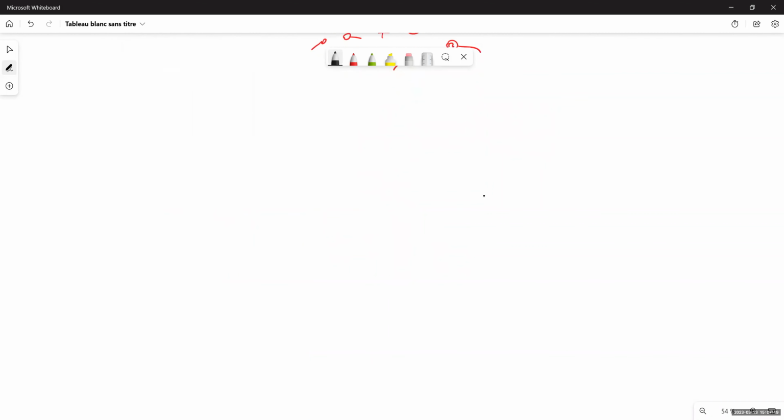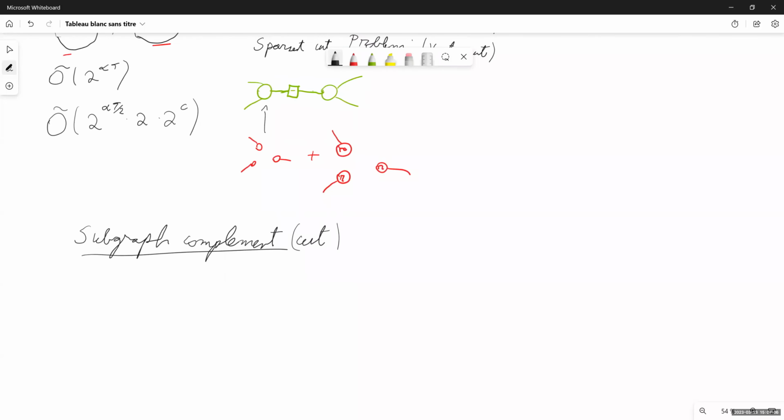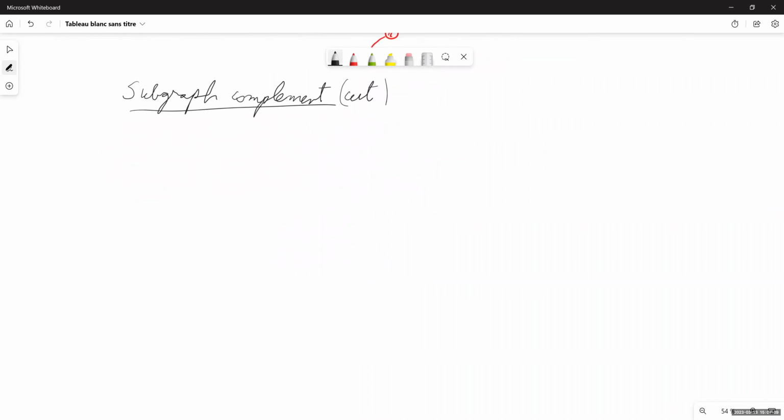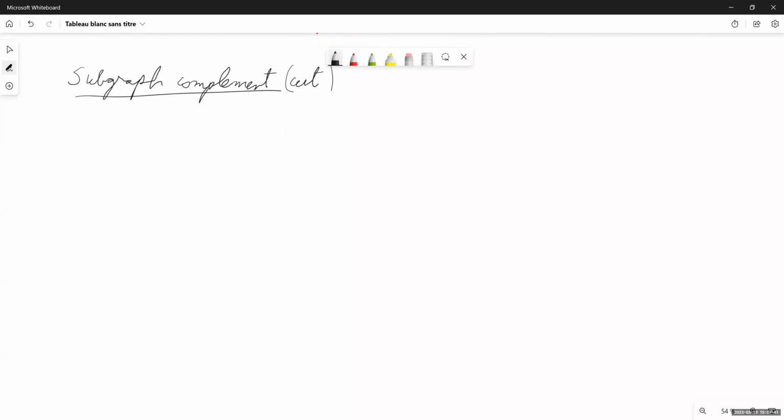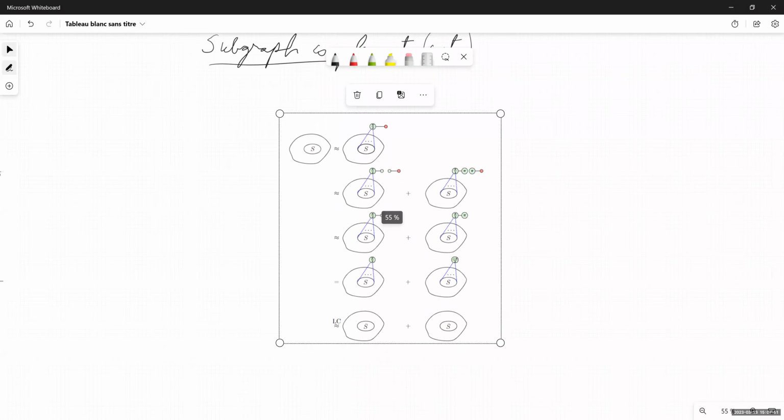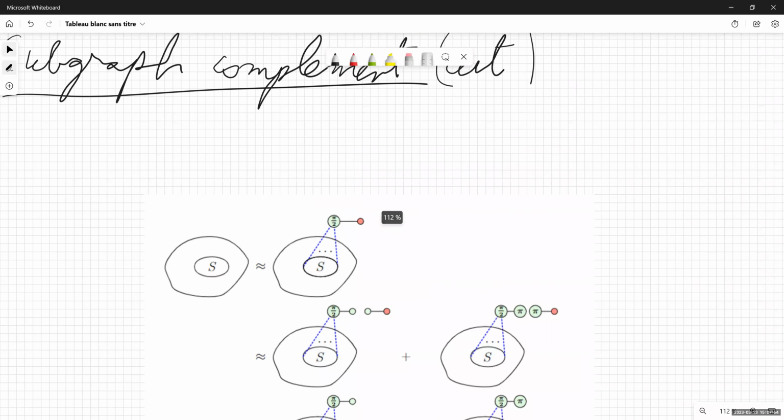It's something called subgraph complement cut, or I mean, we'll put cut in parentheses. So in addition to being able to cut an edge and cut a vertex, there's a related operation, which I'll show. I'll plug my diagram here. Okay, I'll go through it one step at a time.